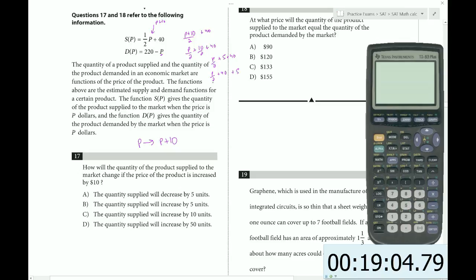The reason why is because this is the original amount. So it seems as though I've added 5 to the original amount. So the quantity supplied will increase by 5 units. That's answer choice B.